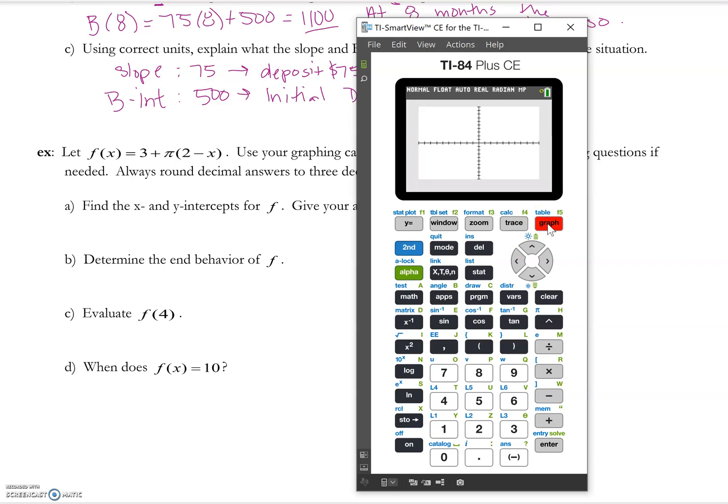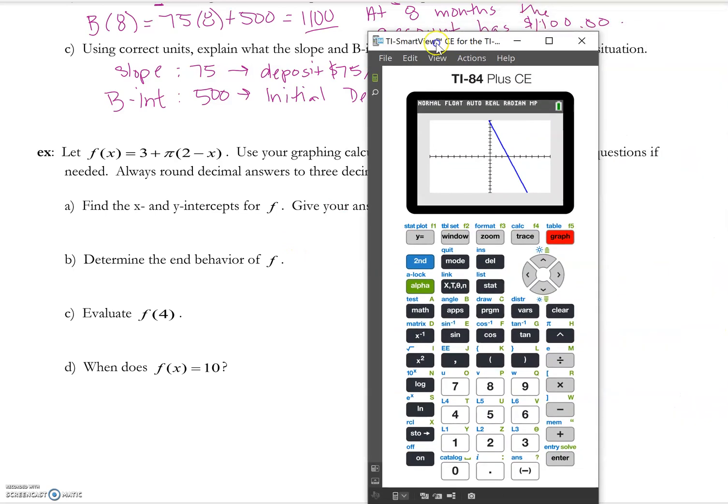I'll graph it and see if I have a good window. I can see my y-intercept, I can see my x-intercept, and I can see the basic shape of this line, so I would say I have a pretty good window. Part A asks me to find the x and y-intercept of f and to give my answers as ordered pairs.